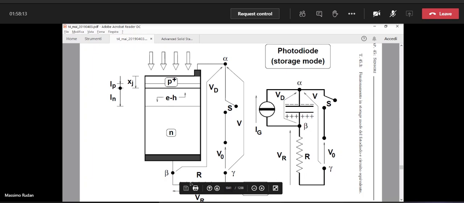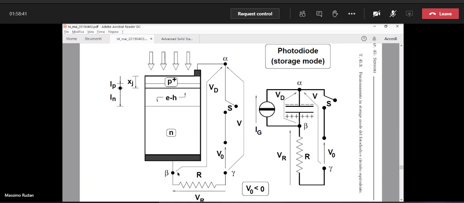And of course, a much larger current provides a much larger voltage across the external resistor, okay? So we can detect a much larger current, sorry, a much larger charge, because it is the charge accumulated during the integration time.